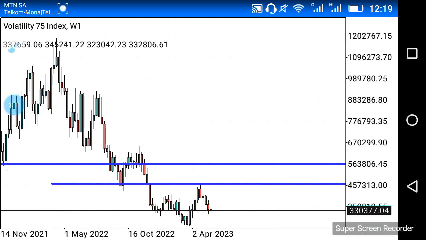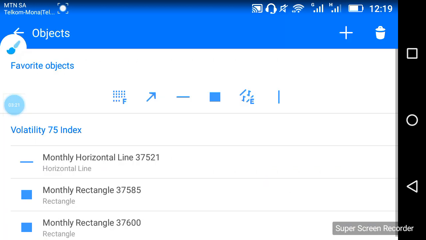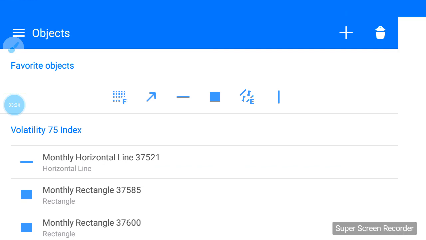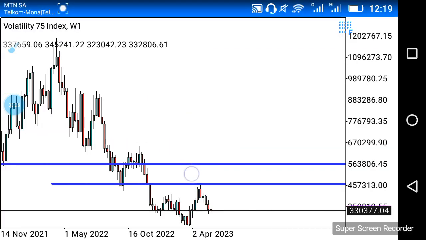So what I'm going to do now is I just want to look and check if this neckline actually aligns with any key numbers on the Fibonacci retracement tool. So just bear with me, guys. Let's see.